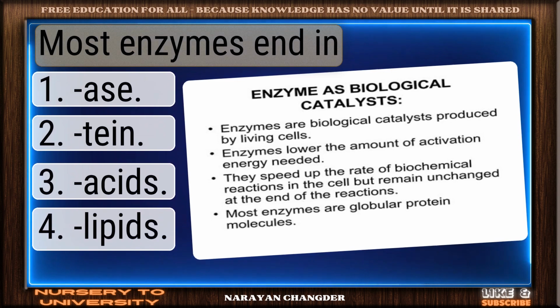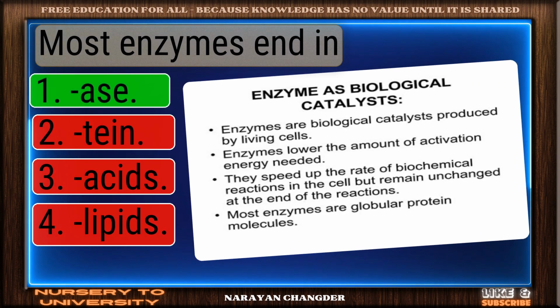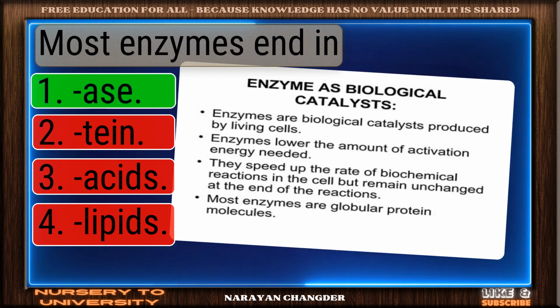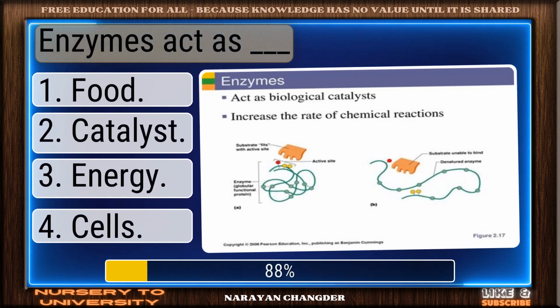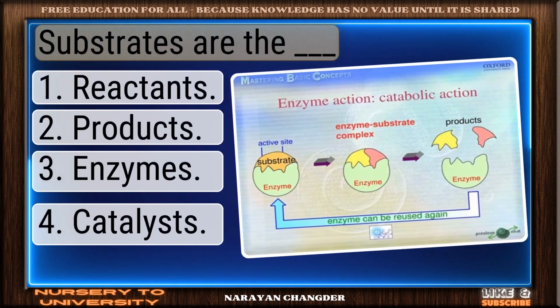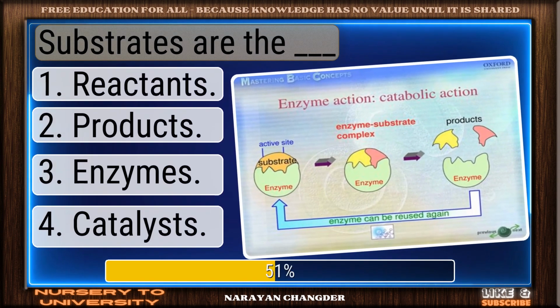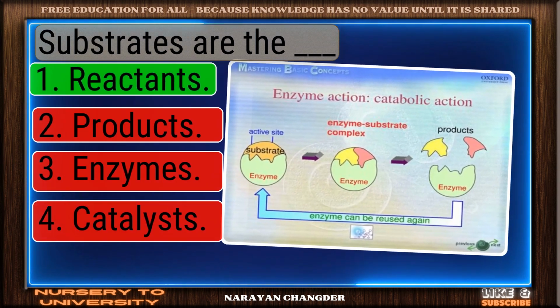Most enzymes end in... Sharp thinking. Ace is right. Enzymes act as dash. Nice selection. Catalyst is correct. Substrates are the dash. Good job. Reactants works well.